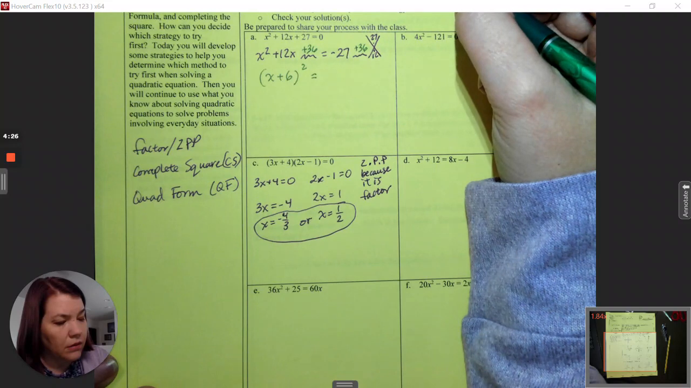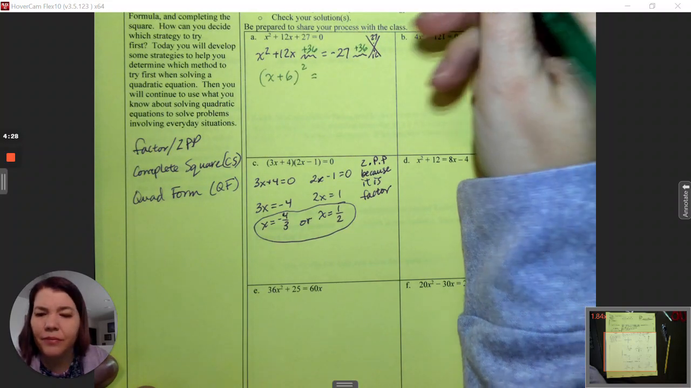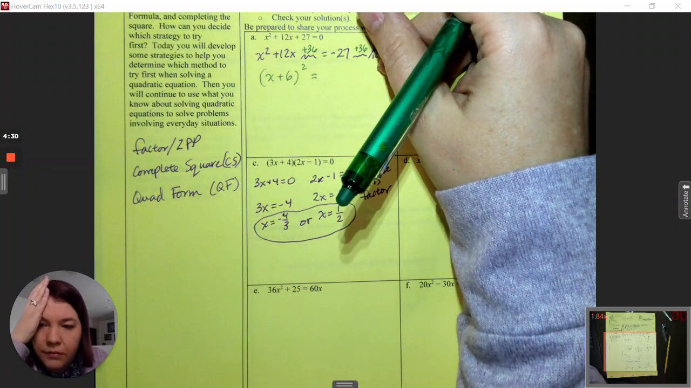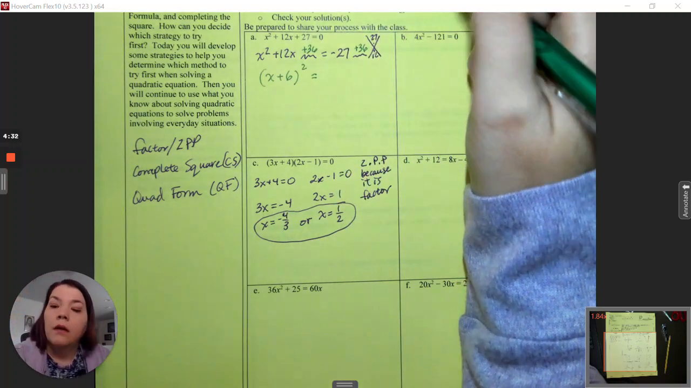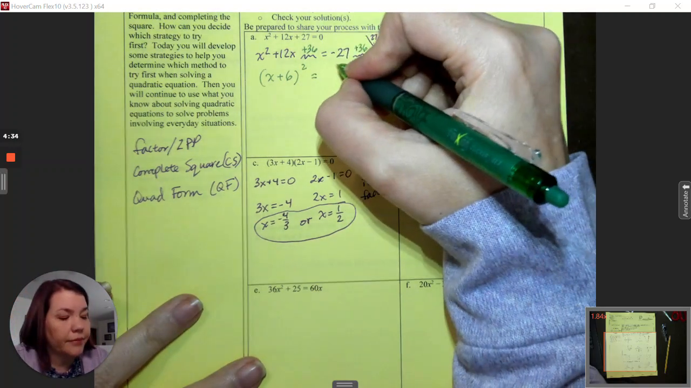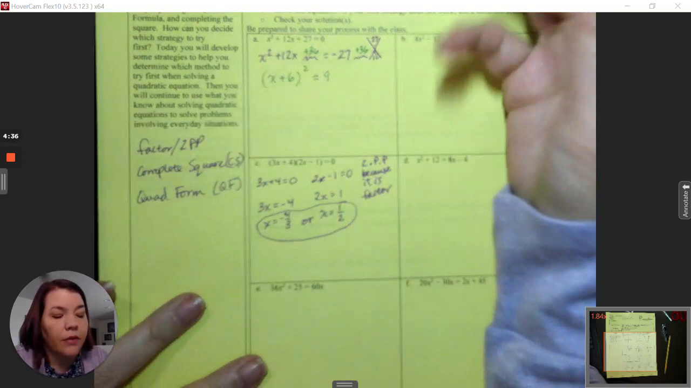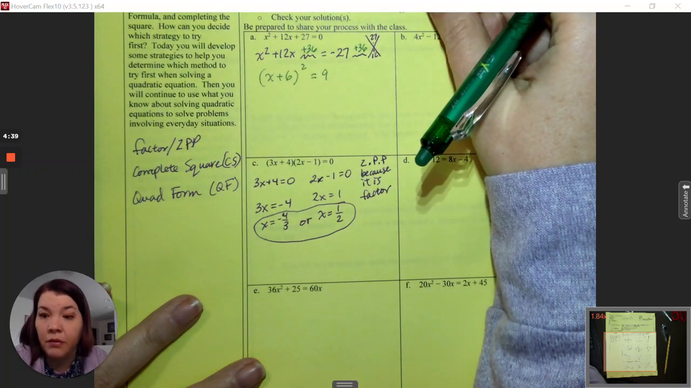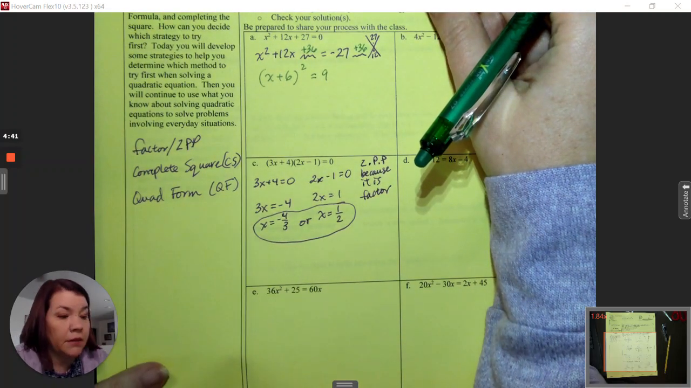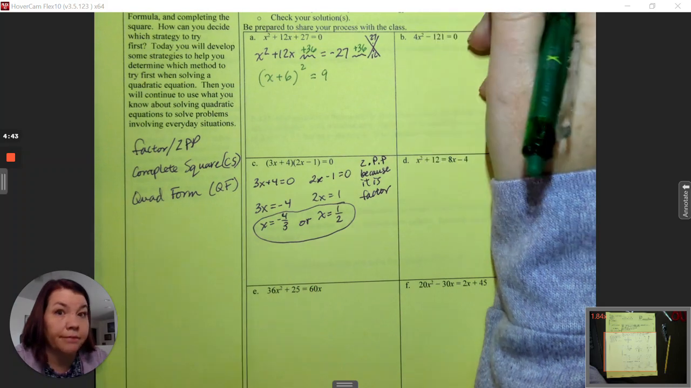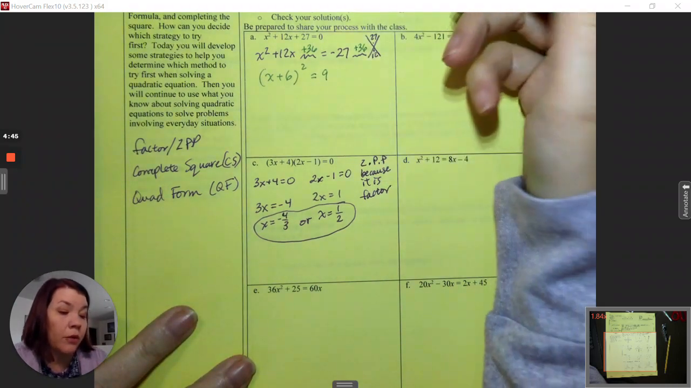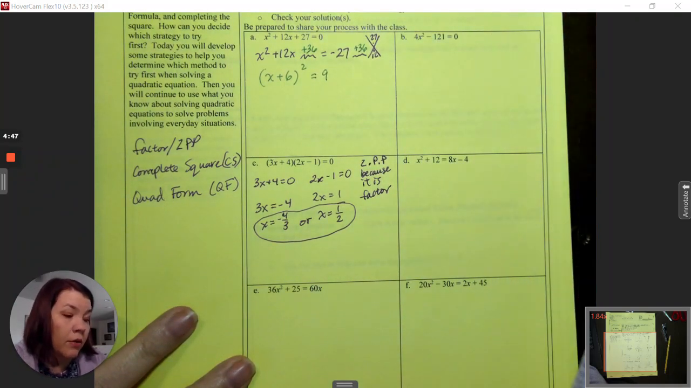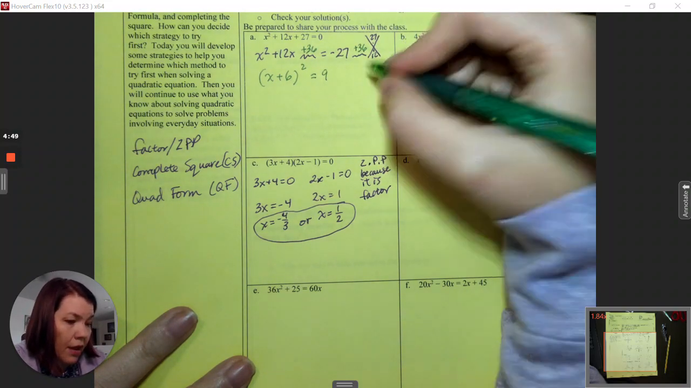Oh, wait, 9 and 3 do make... 9 and 3 add to 12. I don't know what's wrong with me. Sorry about that. 9 and 3 totally make 12. So I should have factored this. But I'm already here, so let's keep going.